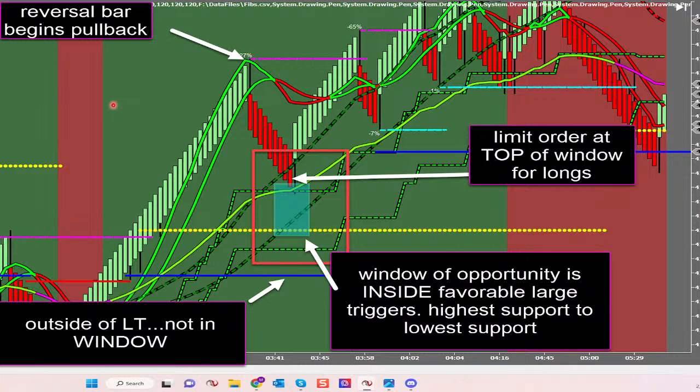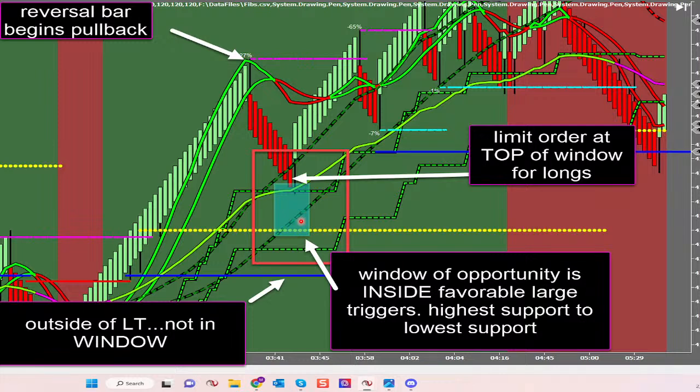Once I get the pullback, once it starts, I'm going to find my triggers. I'm going to draw a red box around my triggers. And then once I have my triggers, I have to find areas within mid bands, fibs, yellow 1-to-1s. And I'm going to draw a second box. And this box represents the point where the market is most likely to continue.